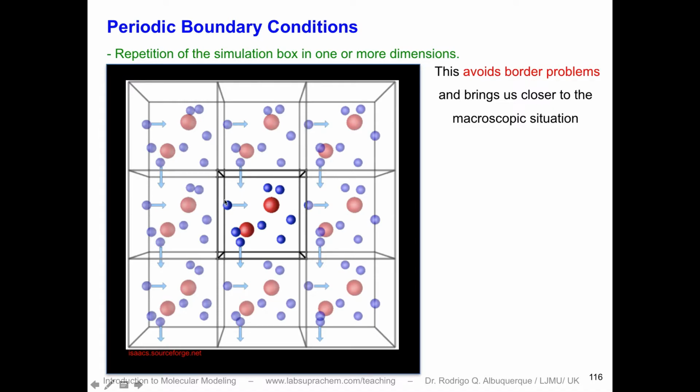Because, for instance, if you think about this molecule here, if you only have the central box, this molecule would be interacting with these other molecules here, but it wouldn't be interacting with these molecules here. But as soon as we use the copies of the central box, we make sure that this molecule is now interacting not only with these molecules here, but it's also interacting with the other ones here. So that the same molecule is now completely surrounded by other molecules. So this brings us closer to the macroscopic situation.